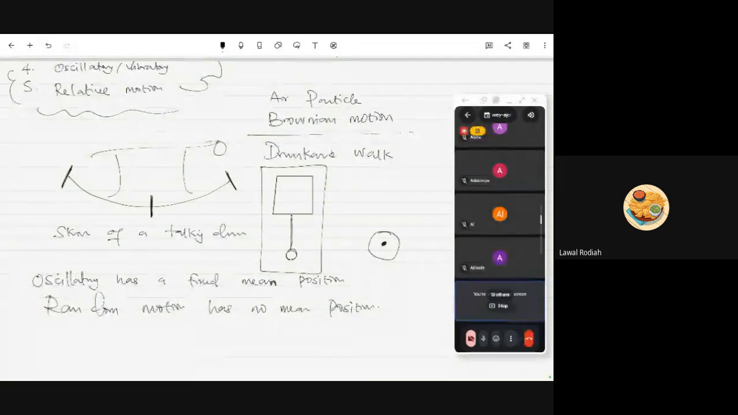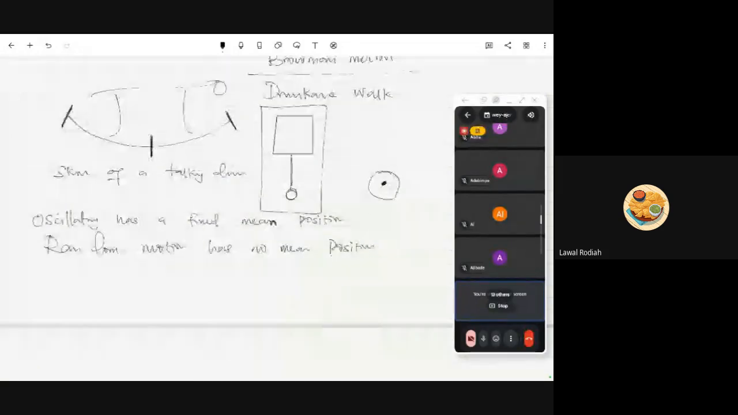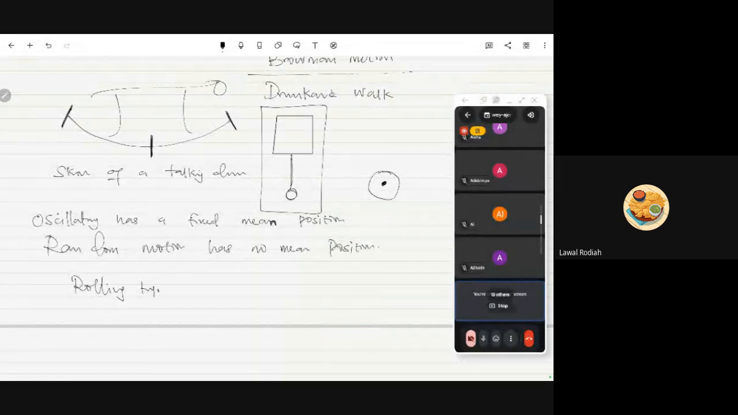Now, there's a question that JAMB is going to ask you. A rolling tire is not only rotational, it is the combination of rotational and translational. Do you understand? So JAMB will ask you that about a rolling tire.